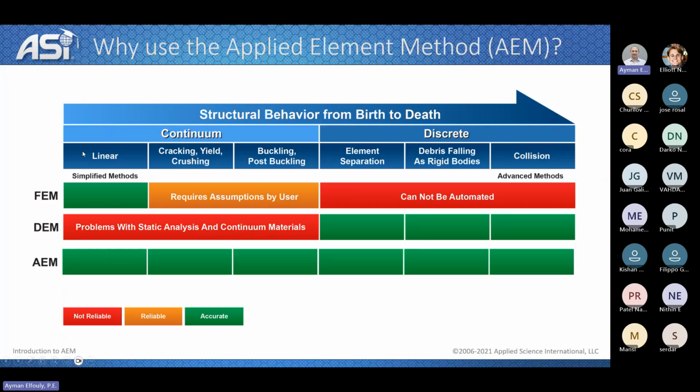So the birth is when the material is in the linear stage, and the death is when there is an extreme event that happens on the structure that leads to the collapse of this structure. The material goes from birth to death in many phases. First, the material is in the linear stage, then it goes to cracking, yielding, and crushing, followed by buckling and post buckling, especially for steel members.